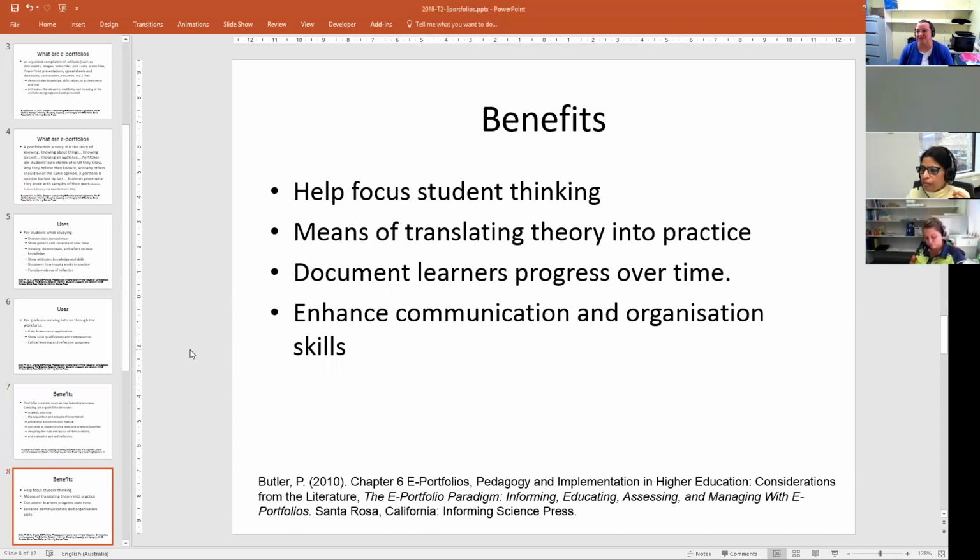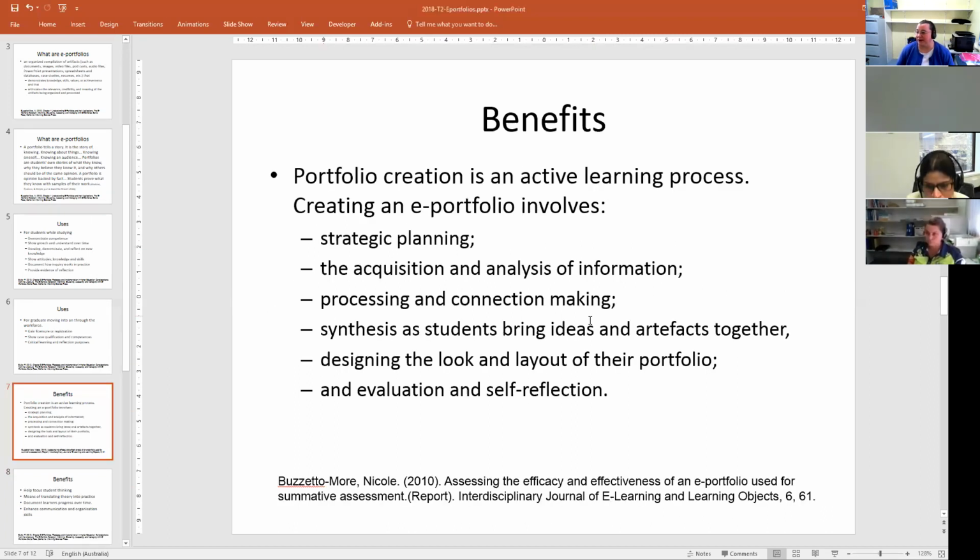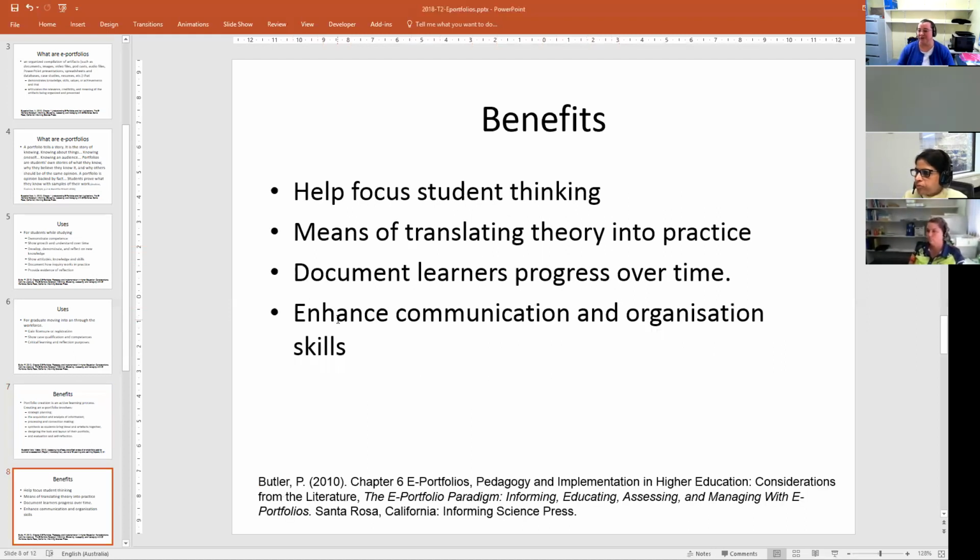It helps the students focus their thinking. If we can get them translating theory into practice, document learners' progress over time, and enhance communication and organisation skills, which links back to that other one around connection making, analysis of information. So all of those are the benefits which we can help students achieve if we use a portfolio.